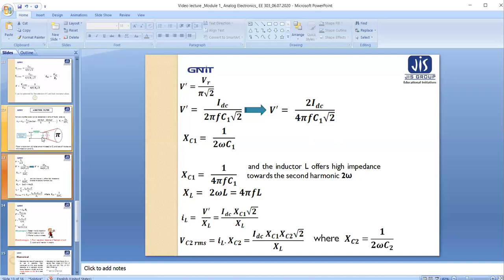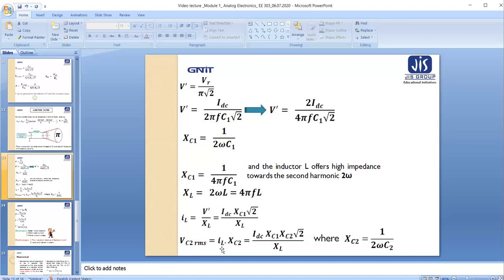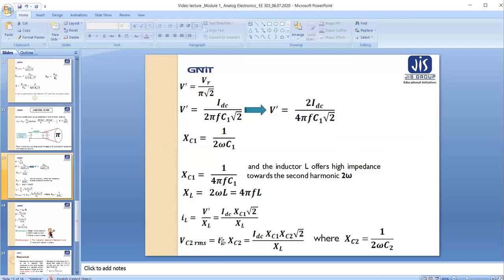And VC2 RMS means the voltage across C2. VC2 RMS equals IL, the inductor current, times the reactance, so it becomes IL into XC2, and after putting in the values, we get a complex expression. Always remember that XC1, XL and XC2 all involve 2 omega. Don't write just omega. It is 2 omega because this 2 omega component is what is basically filtered out.